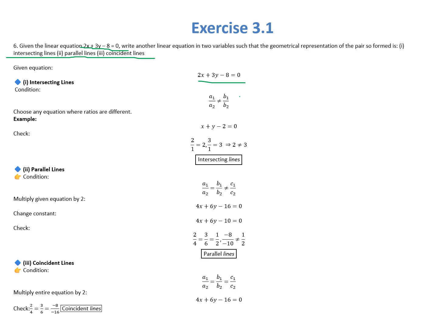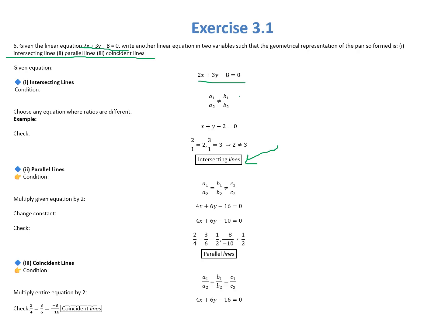This is the prima facie condition, and we can take any equation which has an intersecting line with the equation given in the question. For the second condition, the parallel condition, we have to show that our C should not be equal. That means our equation should be 2x plus 3y minus something, and then we can take a value in which my C is not equal.